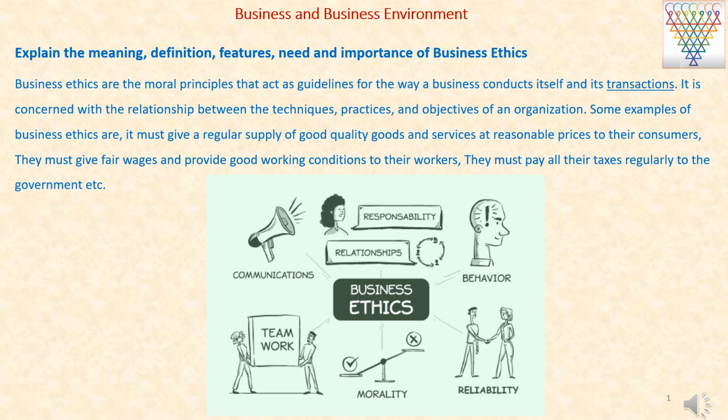Some examples of business ethics are: it must give a regular supply of good quality goods and services at reasonable prices to their customers. They must give fair wages and provide good working conditions to their workers. They must pay all their taxes regularly to the government, etc.